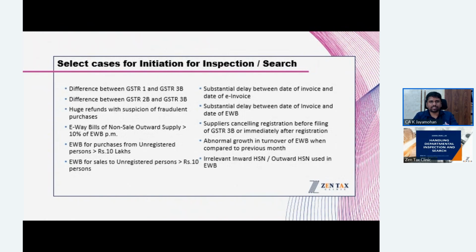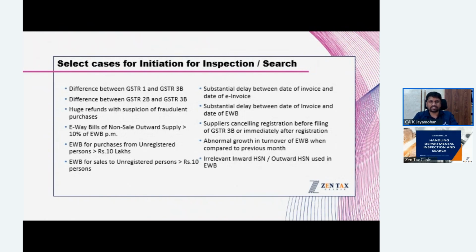So if you are invoicing on the 30th and later on, due to the export procedures and customs clearances, you are only generating the e-way bill on a later date, then keep your reasons handy. See, at the time of ASMT 10 itself, if this question is asked, provide a very valid explanation so that they might not take up your case for investigation or inspection at a later stage.